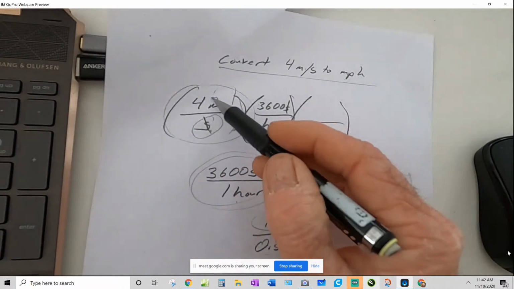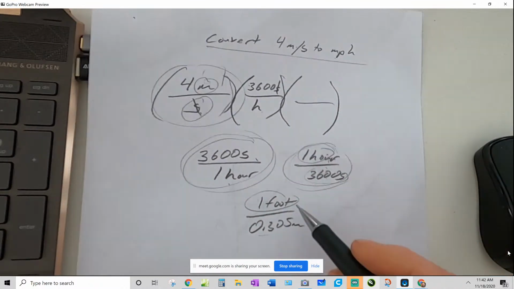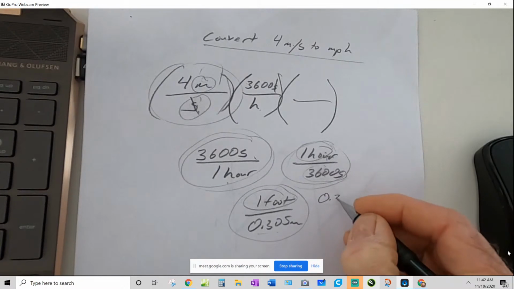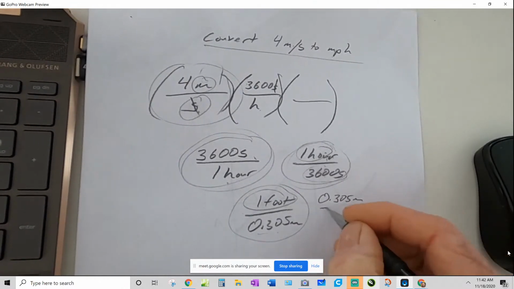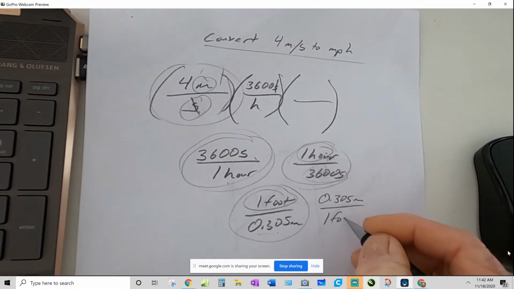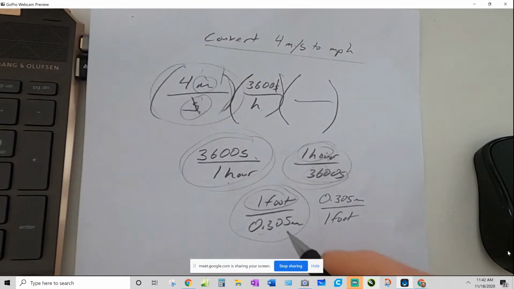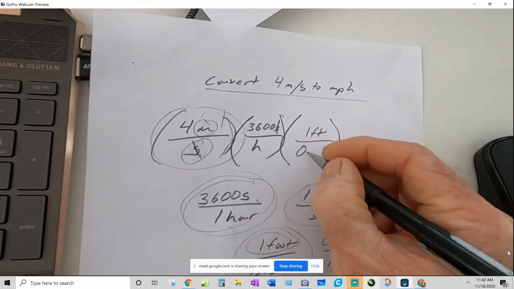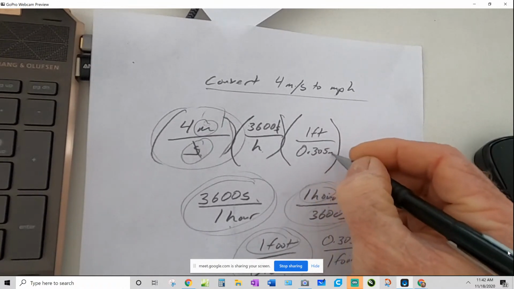So if I want this m to be canceled out, do I multiply by 1 foot per 0.305 meters, or do I multiply by 0.305 meters per 1 foot? Which one do I want to multiply by? The first one or the second one? First one. So 1 foot over 0.305 meters.